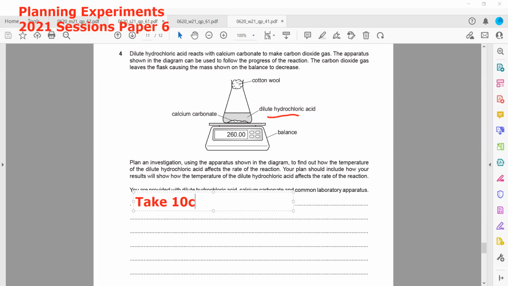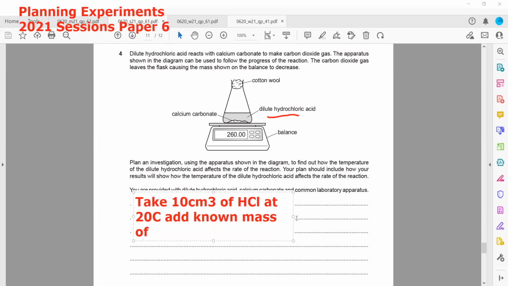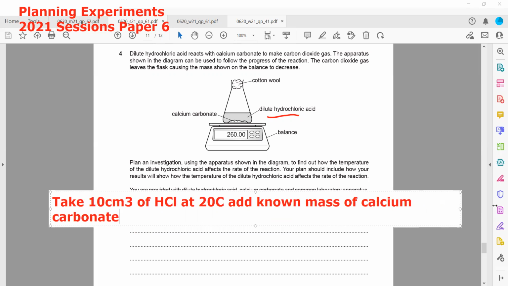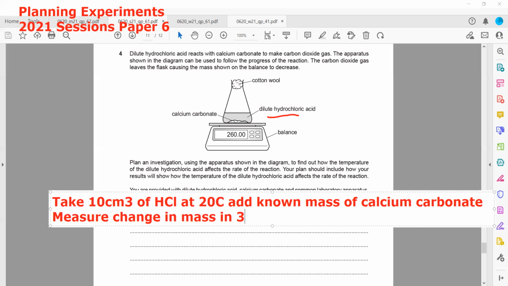For example, take 10 cm cube of HCl, hydrochloric acid, at 20 degrees centigrade. Add a known mass of calcium carbonate. After adding a known mass of calcium carbonate, we will measure the change in the mass, for example, in 3 minutes or 5 minutes. Measure the change in mass in 3 minutes.